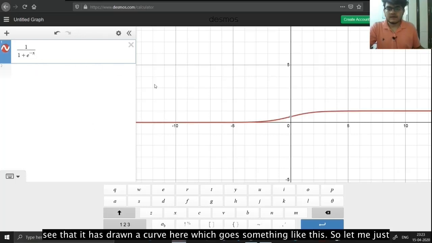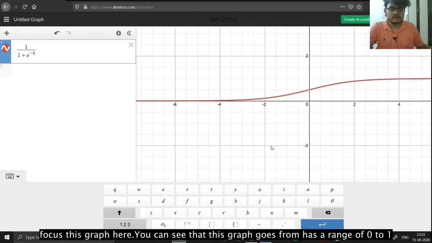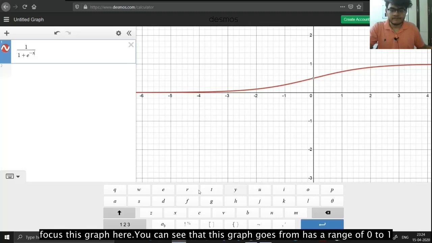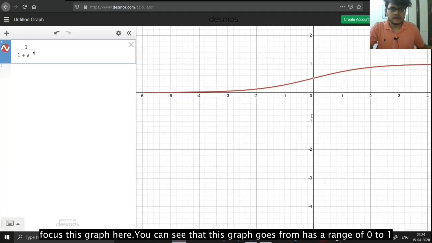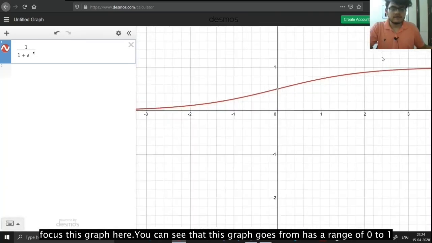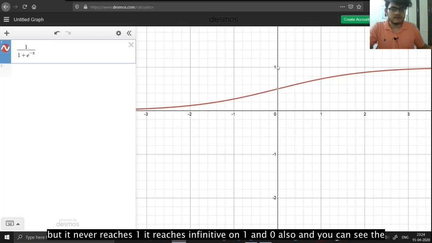So you can see that it has drawn a curve here which goes something like this. Let me just focus this graph here. You can see that this graph has a range of 0 to 1, but it never reaches 1. It reaches infinity on 1 and 0 also.